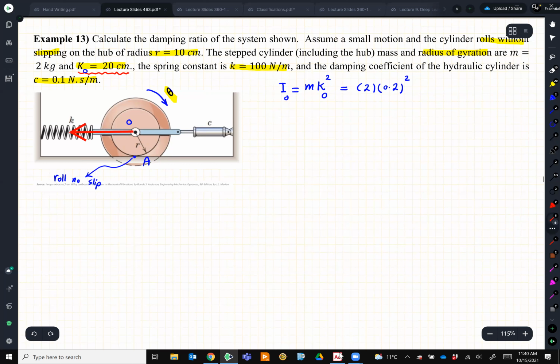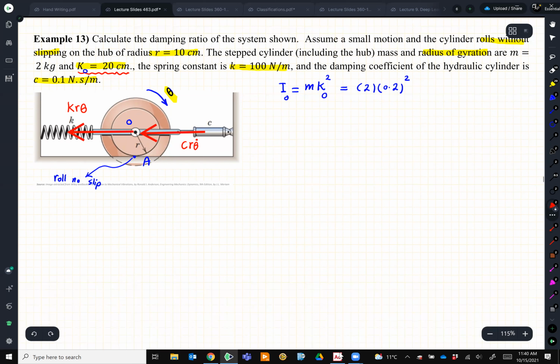So I can assume this is the stiffness force, which will be K R theta, and this will be the damping. Remember, the damping is always opposite to the speed. So point O tries to go to the right, and the force by the damping will be C R theta dot.